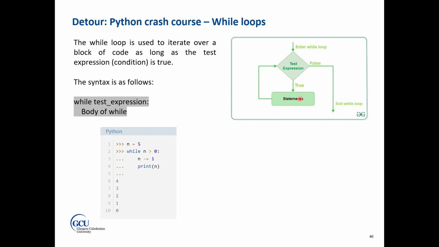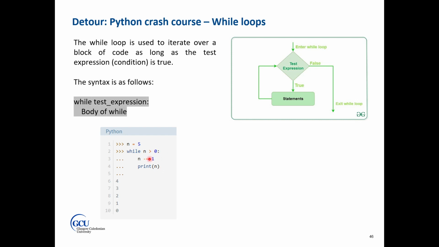Remember, statement true, we go back to the test expression. So we execute the statement, we go back to this expression. And now n is 4. Remember, is 4 bigger than 0? Yes, it is. So we go inside. Now n is going to be 3, and now we print 3. And we go again and again and again.